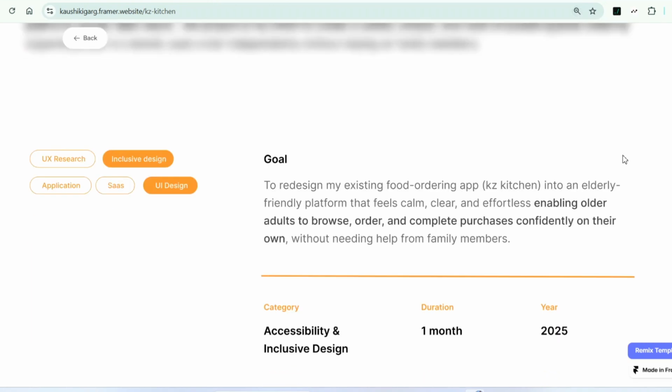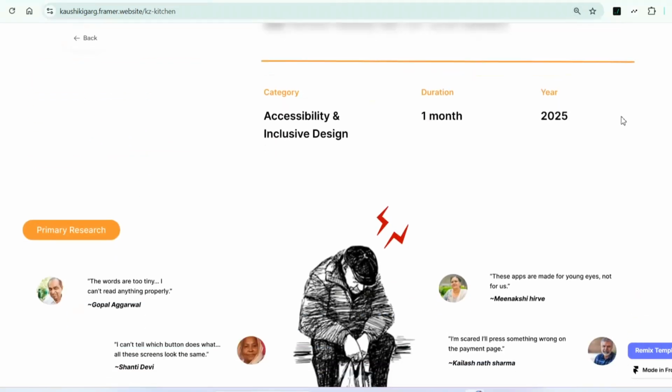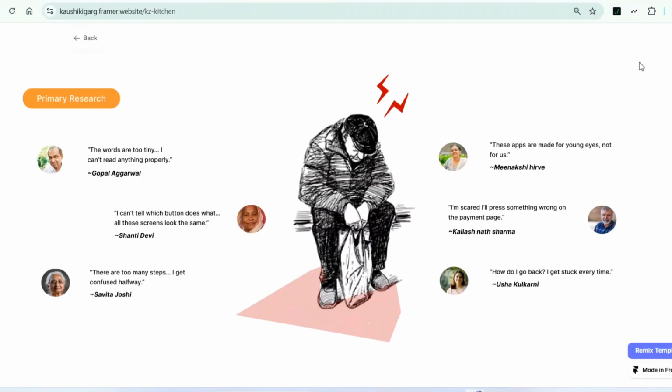My goal of this project was to make a digital solution which is elderly friendly and whose UI is easy to use. This is the duration of the project. I started by asking questions to whatever elderly people I found, for example my warden, my grandmother, friends of my grandmother, and a few grandparents that were there in my society.